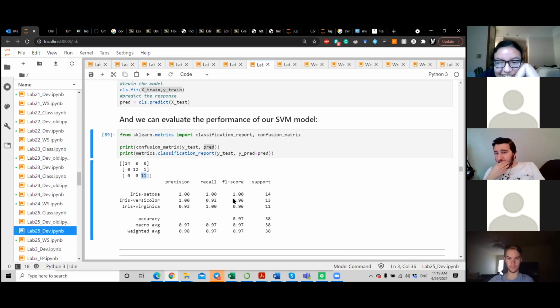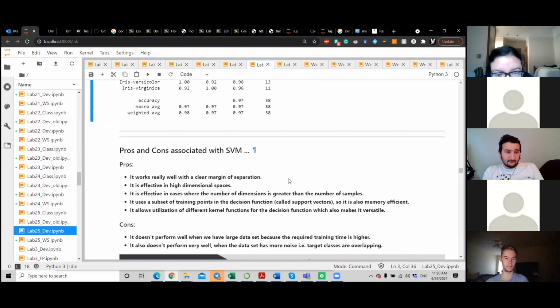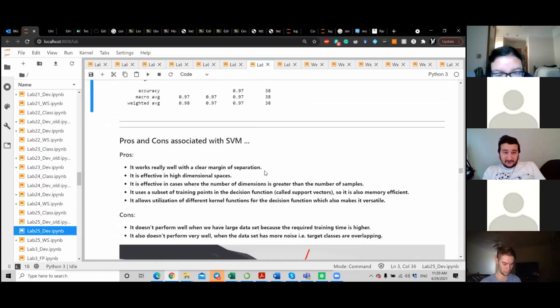So I want at least one of you to go back and compare the values that we are getting from support vector machines with logistic regression and naive Bayes classifier, and tell me which one is winning. Meanwhile, I'm going to talk about the pros and cons associated with support vector machines.